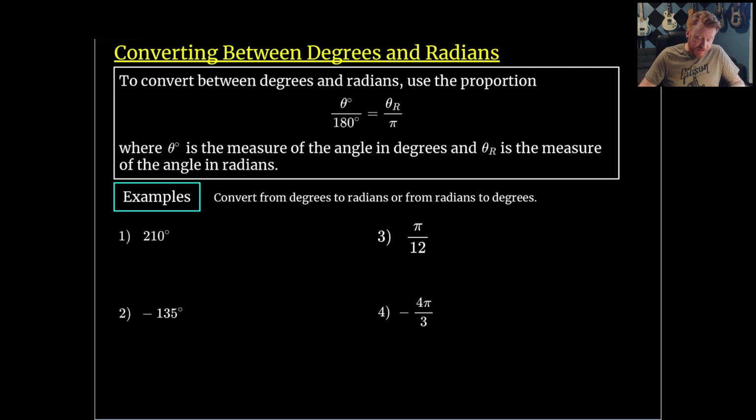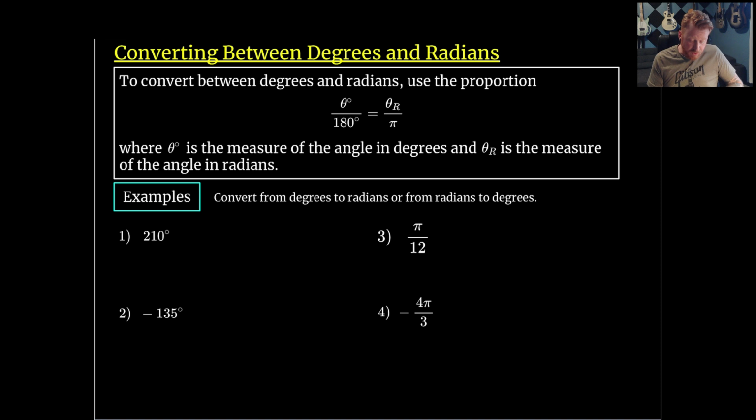So here is just a relationship. Remember that 180 degrees and pi are the same measurement here. So we're just setting up this direct proportion: some angle in degrees compared to 180 is going to be the same as the angle in radians compared to pi. Hopefully that proportion makes sense. Since 180 and pi are the same, we're just setting up this proportion to have the same values. We should always know at least one of either the measure in degrees or the measure in radians. So let's put this to work.